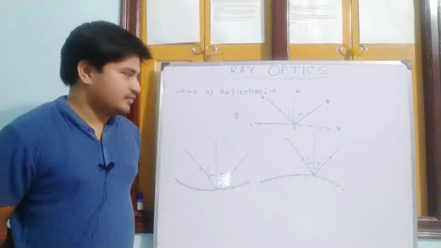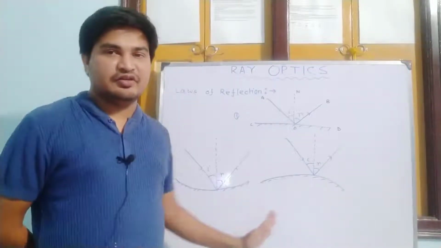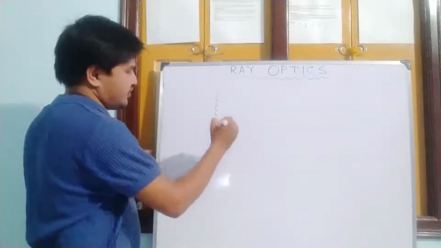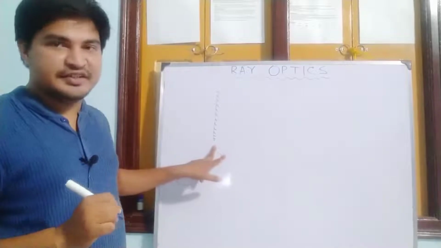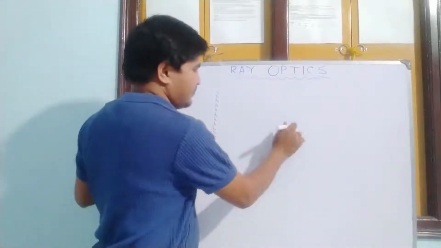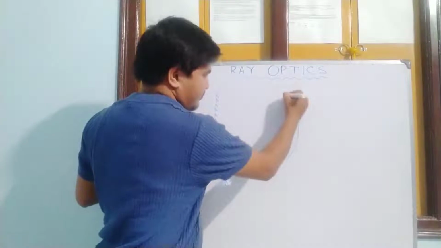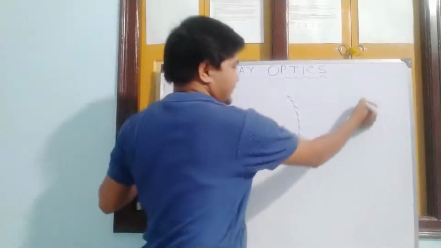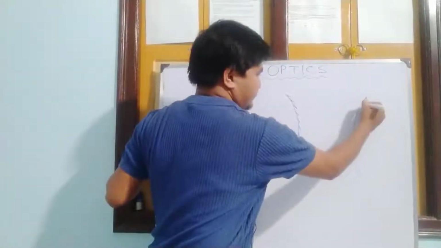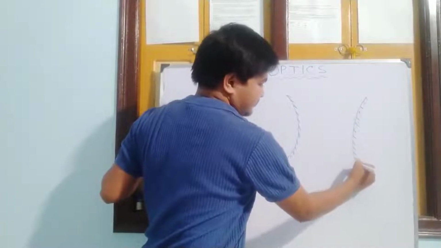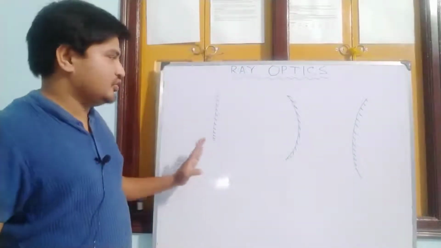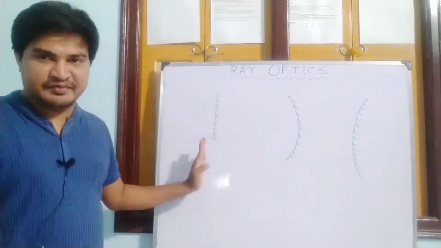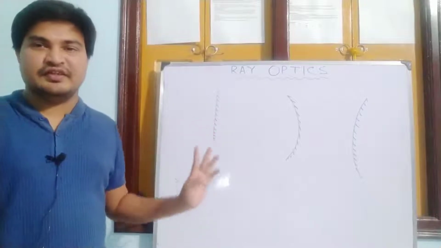A mirror, maybe it is a plane mirror or a curved mirror, divides a space into two different portions. If I consider this is a plane mirror, this is a curved mirror, and this also acts as a curved mirror. So any type of mirror may be flat or may be curved. It divides the medium in which it is kept into two different spaces.